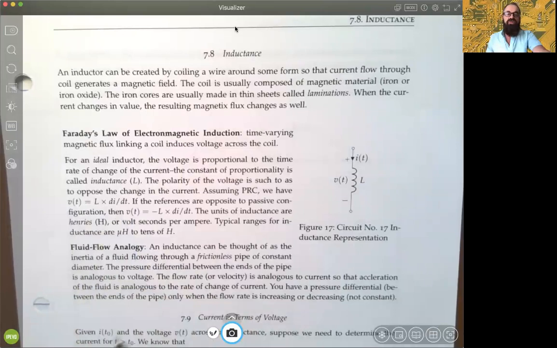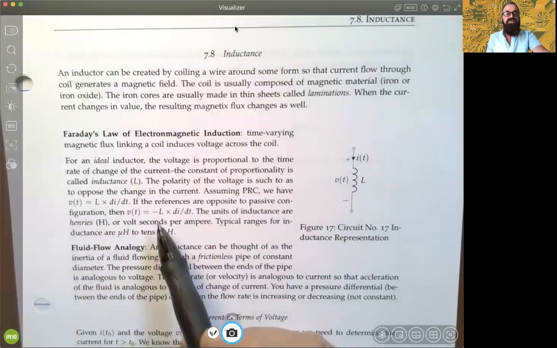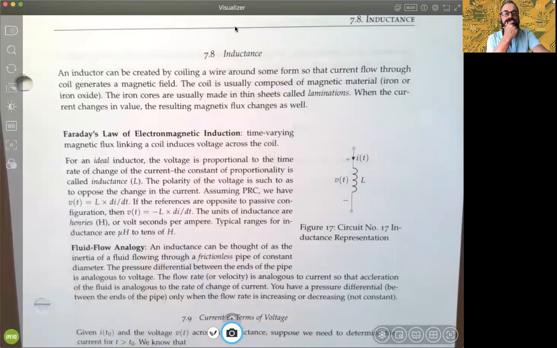If the references are opposed to passive reference configuration, then like we've done before, you would add a minus sign to the right-hand side. The units of inductance are known as henries, represented by a capital H, and they are specifically volt-seconds per ampere. The typical ranges for inductance are usually microhenries to tens of henries, so they're much larger than what you see with farads for capacitance.